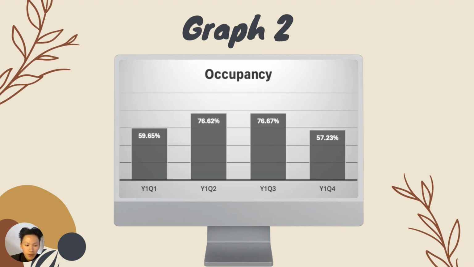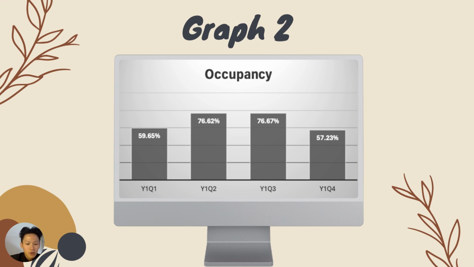Moving on to the second graph, which is about the occupancy. As you can see here in the first year, first quarter, we have an occupancy rate of 59.65%. One of the factors of low occupancy rate for year one, quarter one is new operations, which means that if our Hotel Dorado was new at this time, initial quarters might show lower occupancy as the hotel builds its market presence and reputation.